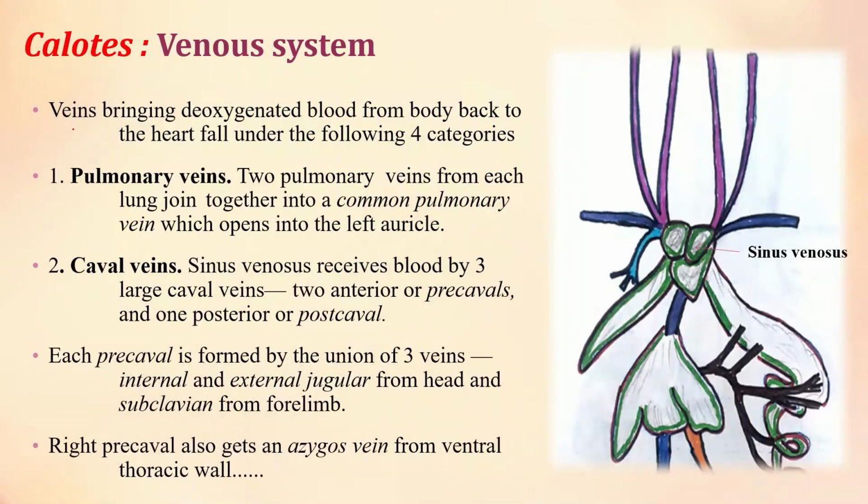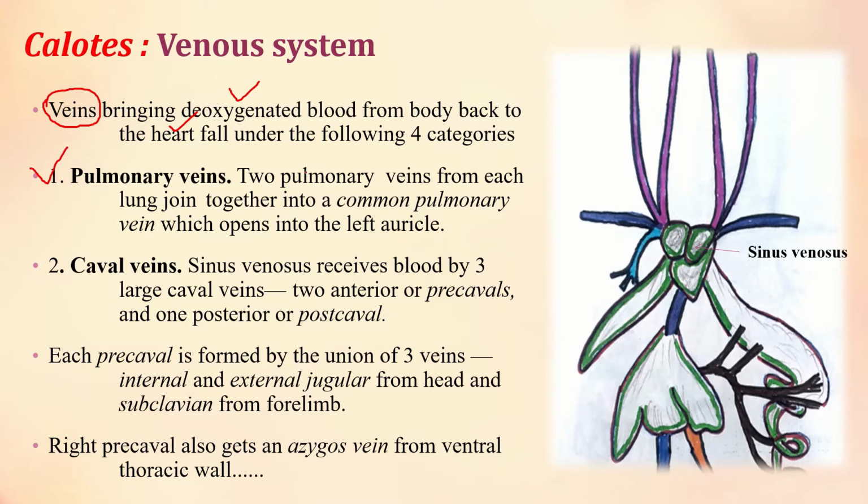So we know that veins are the impure blood vessels which collect deoxygenated blood from various parts of the body, and that collected blood comes into the heart. So the venous system of the Calotes is studied under the following four categories. Number one, that is pulmonary veins.